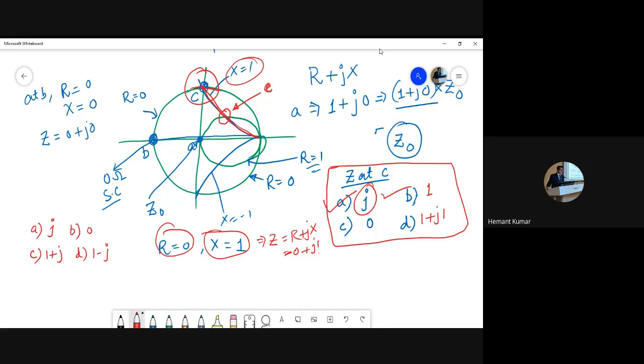So this circle is what circle? This is the R equal to 1 circle. So R is 1 at point E. What is the value of X? X is this circle, right? This circle is also the X is equal to 1 circle. So X is also equal to 1. So Z is equal to 1 plus J1. So the correct answer is C, right?